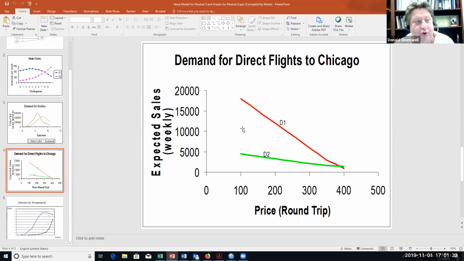So anyway, here we have demand for flights to Chicago. Now, the main effect of price on quantity demand is negative. As we raise the price from $100 to $400, we get a big drop-off in demand here and a smaller drop-off in demand here. D1 indicates leisure travelers, and D2 is business travelers. The main difference between these two functions is that the slope is much steeper here in absolute value terms, D1 versus D2.